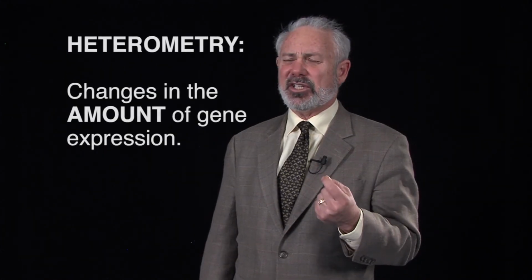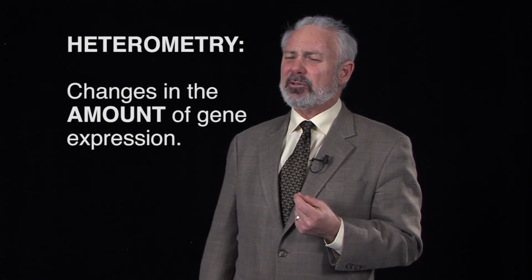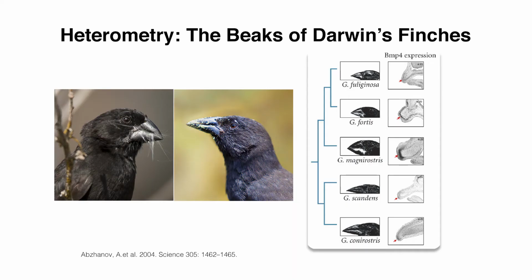Now, heterometry, changing the amount of gene expression. This has been seen to be critically important in the evolution of those finches that Darwin observed. There are broad-beaked finches and there are finches with narrow beaks. Those finches with broad beaks have an embryo with a craniofacial region that expresses large amounts of BMP4. Now, BMP4 we saw earlier was involved in cell death, but in the facial region, BMP4 activates mitosis.